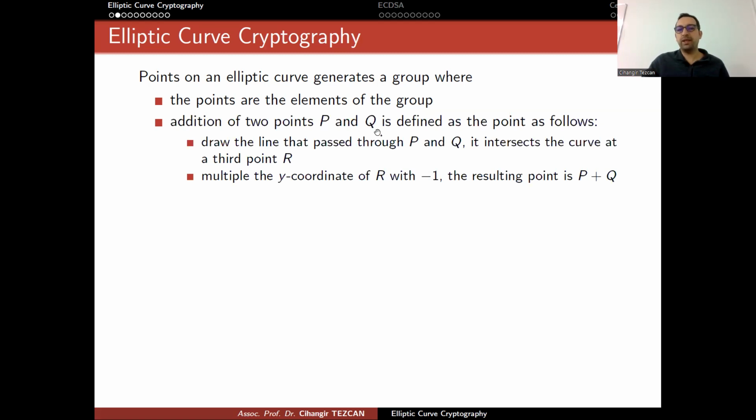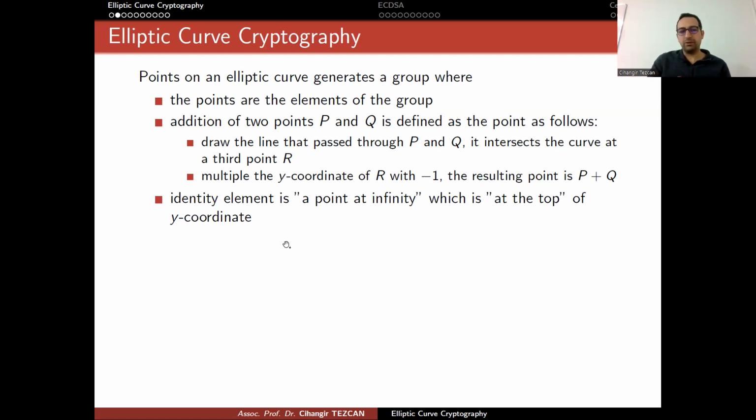Addition of 2 points P and Q is defined as follows. Draw the line that passes through P and Q. It intersects the curve at a third point R. Multiply the y coordinate of R by -1. The resulting point is now defined as P plus Q. So I'm defining a new addition operation on the points of a curve, and it is something like this. This is what makes it a group.